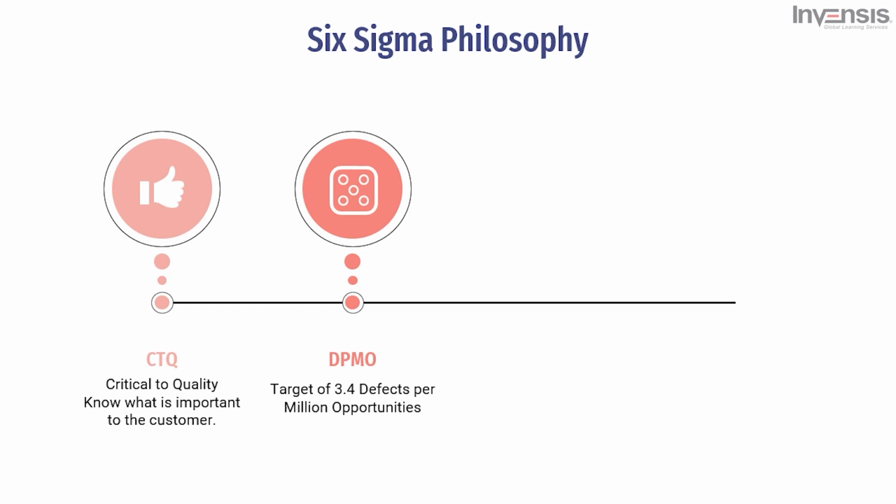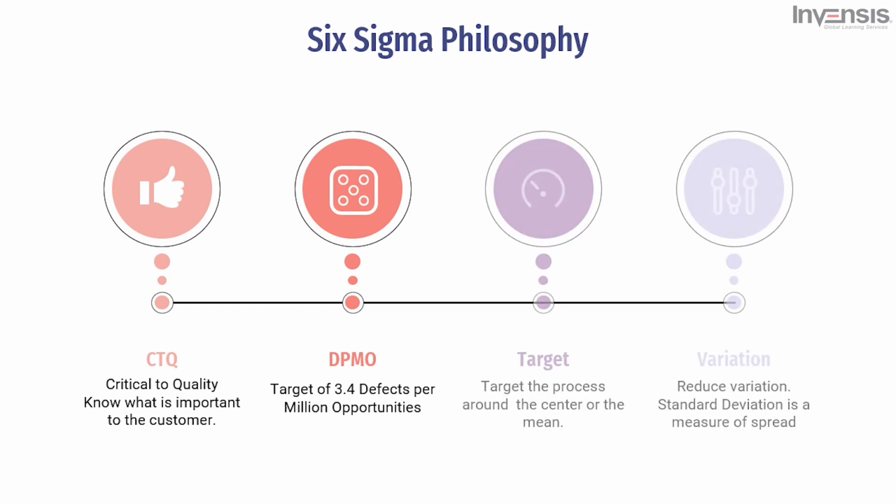That's also known as DPMO, defects per million opportunities. So that's another philosophy of Six Sigma. Then the next two things, the target and the variation.